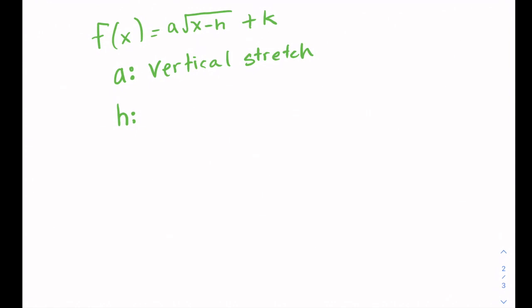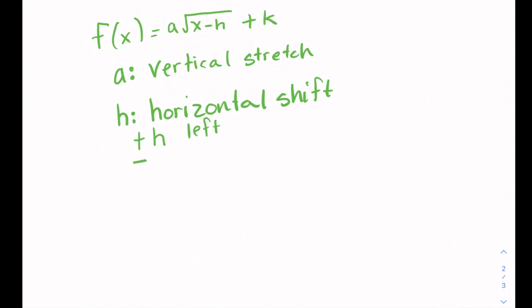H represents your horizontal shift. But remember this part, that the H value is the opposite direction. So if H is positive, it's going to move it to the left. And if H is negative, it's going to move it to the right.